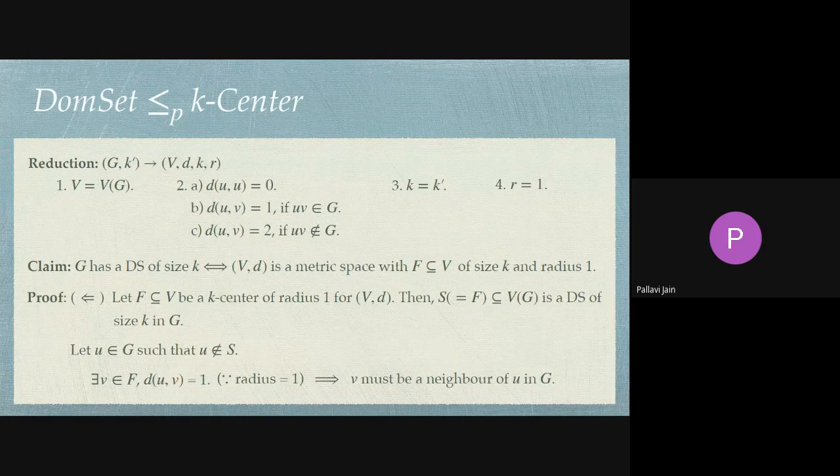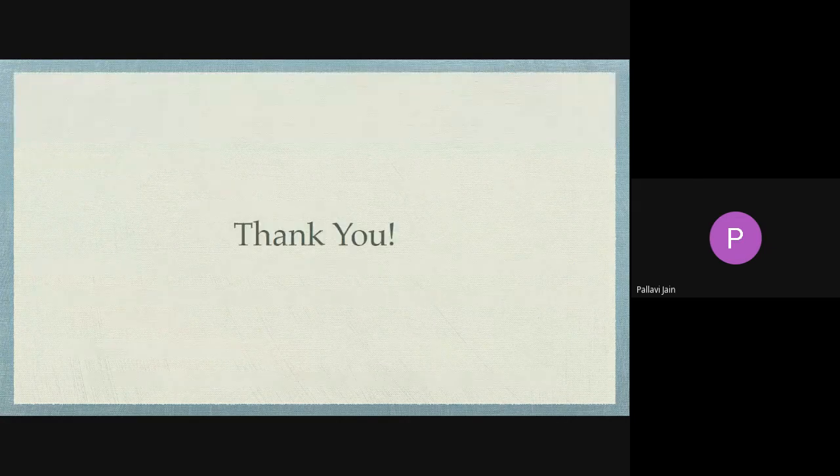Because this distance can be 1 only when, I mean, from 2B we can see that, right? It can be 1 only when they are neighbors. So that way, there will be a V, right? Which will be in S. Okay. And this completes the proof. Okay. So we have seen 4 reductions now.